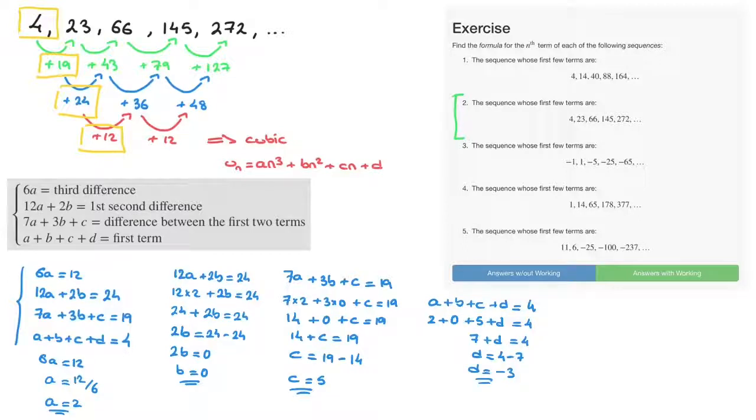Now that we have the values of all four coefficients, we can go ahead and state this cubic sequence's formula. And that would be un equals 2n cubed plus 0n squared, which we don't bother writing, plus 5n minus 3. And there we have it. That's the formula for this cubic sequence.